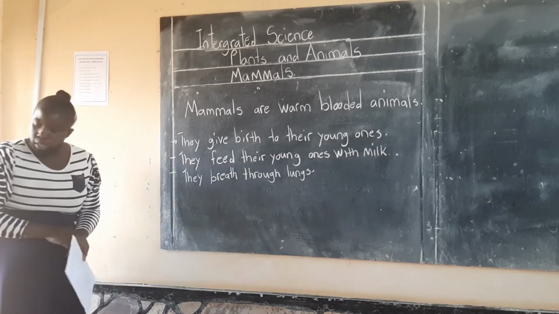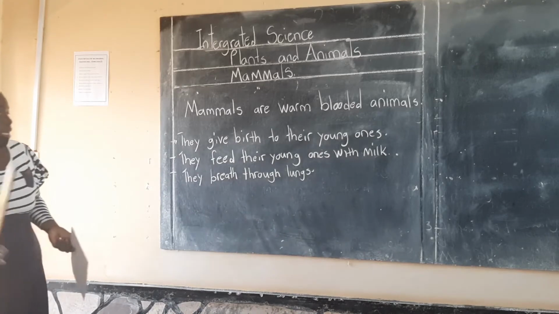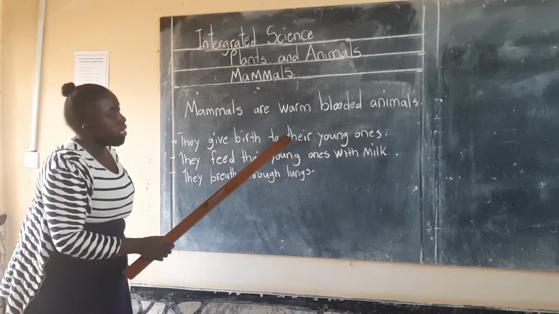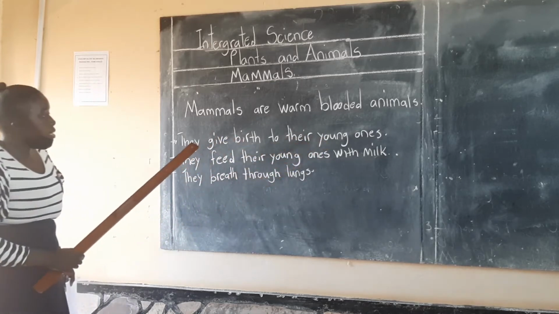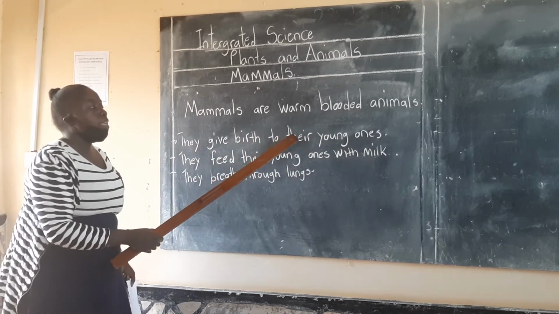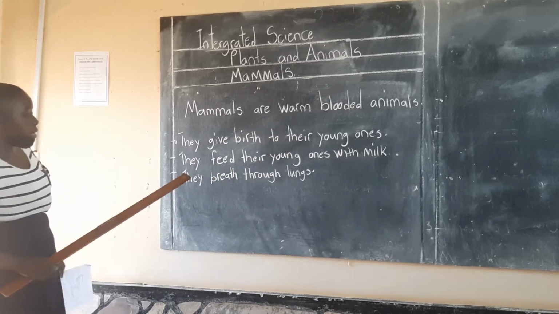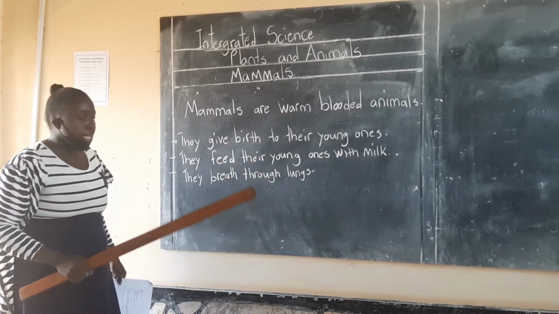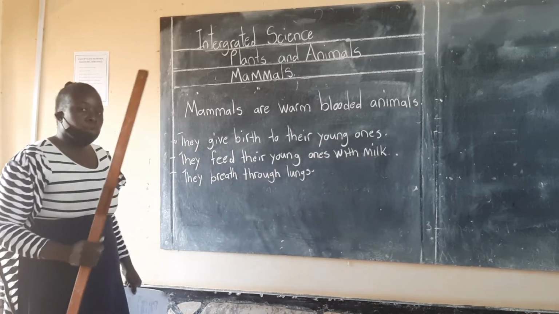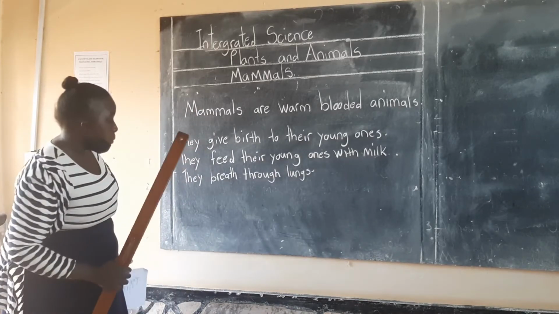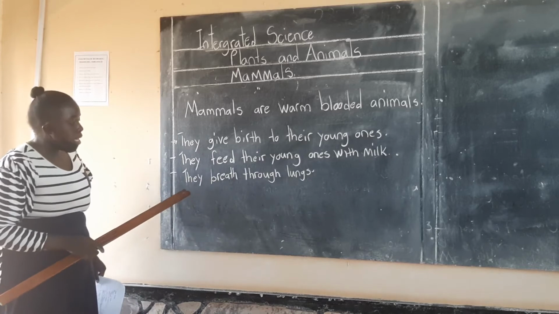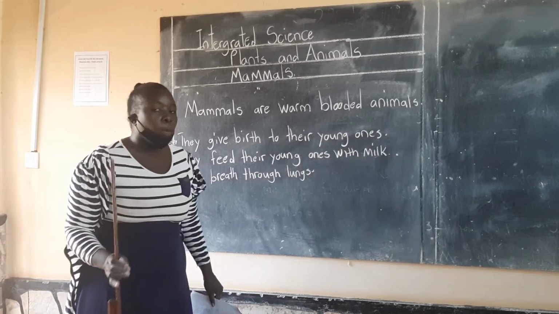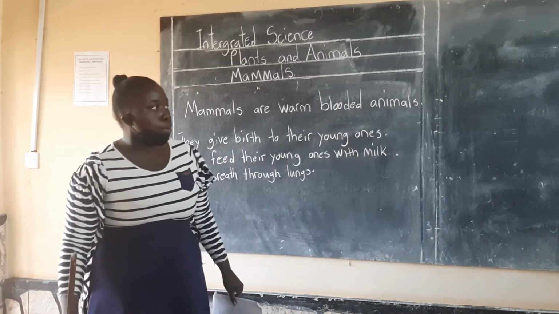So let us go through the characteristics together. The first characteristic, we say mammals give birth to their young ones. Number two, they feed their young ones with milk. Their young ones are fed with milk immediately they are born. And the third one, we said they breathe through lungs. All mammals breathe through lungs.